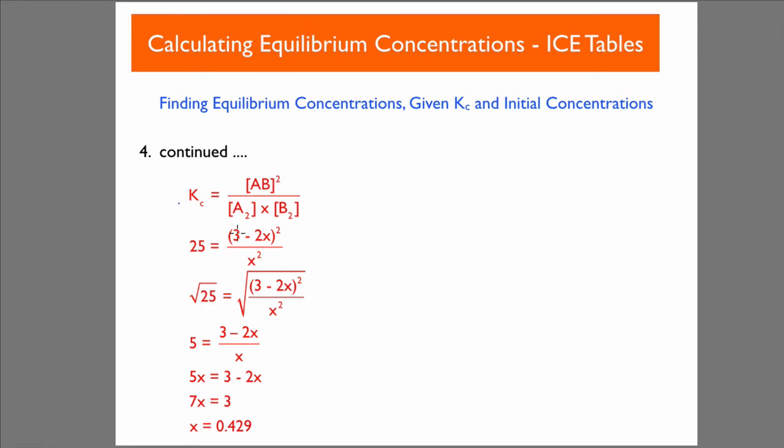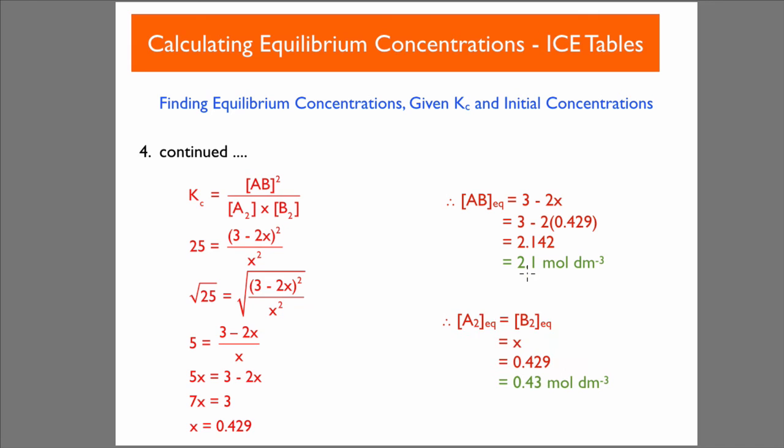Write out your equilibrium constant equation. Make sure you get your coefficients correct. Plug in the details from the ICE table and from the question. Square root both sides to get your x value. Then you can just use your information from the ICE table to plug in your x value and calculate the concentrations. And that is the end of that presentation.